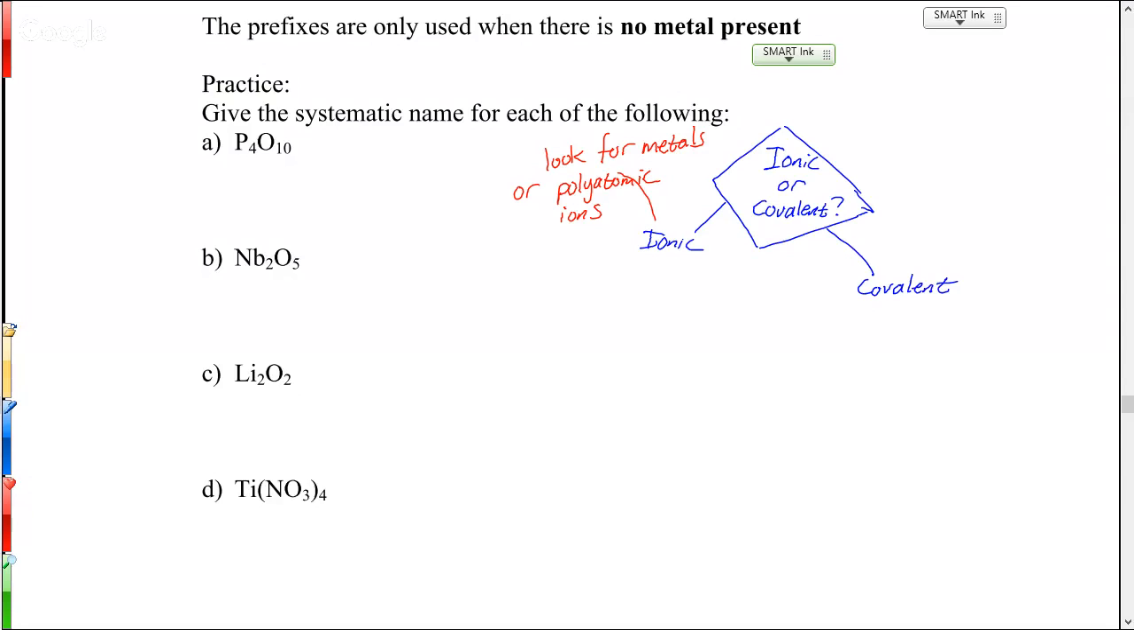So you could have a compound like NH4NO3, ammonium nitrate. That's an ionic compound, but it doesn't have any metals in it. But as long as you know your polyatomic ions and you recognize NH4 or NO3, you should be able to see that it's ionic. Okay, so covalent is going to be nonmetals, not polyatomic ions.